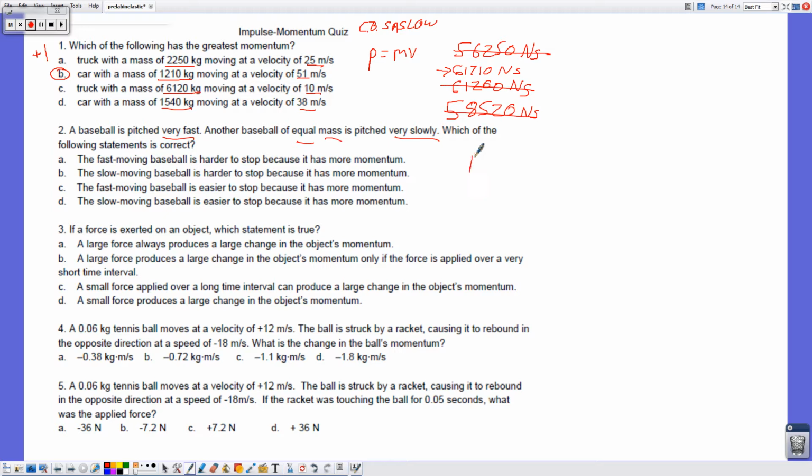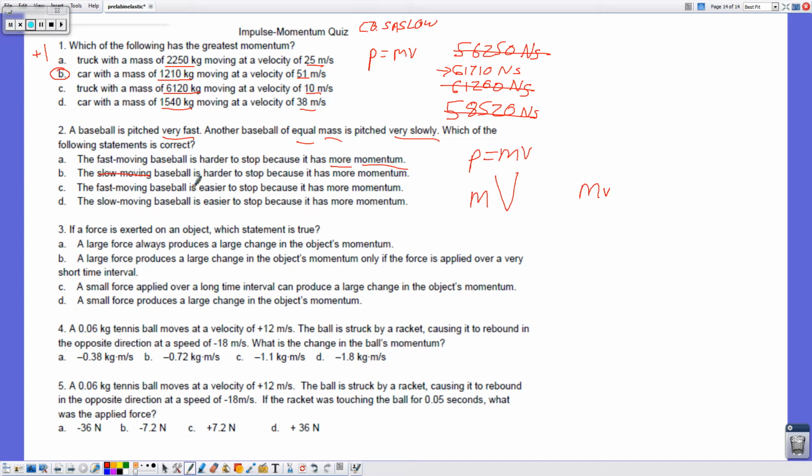Okay, well again, momentum is P equals mv. The first baseball is mv, big velocity, and the second one is mv. So which one's going to have the more momentum? The one that's faster, since their masses are the same. So more momentum. Yeah, that's true. The slow-moving baseball is harder to stop because it has more momentum. No, that's wrong, because the slow one has less momentum.